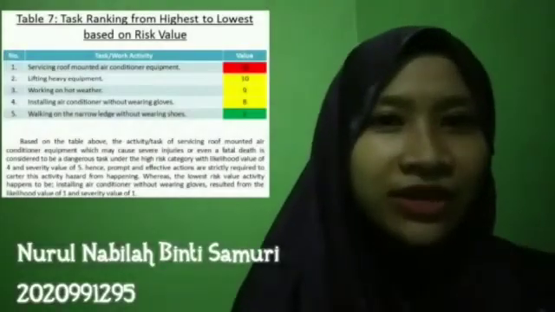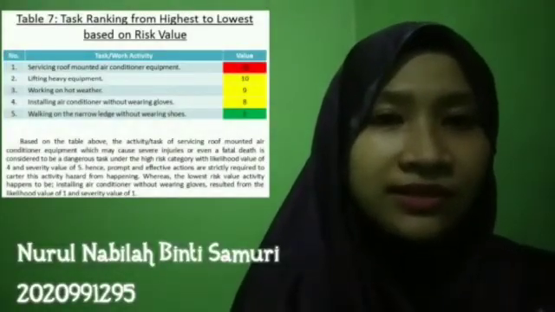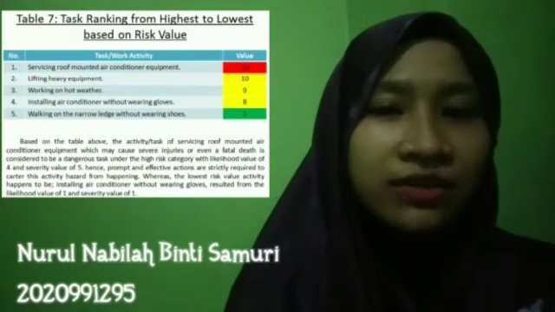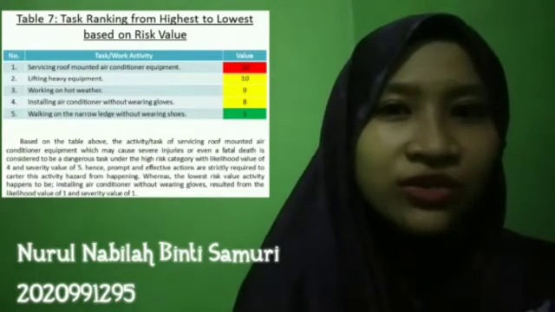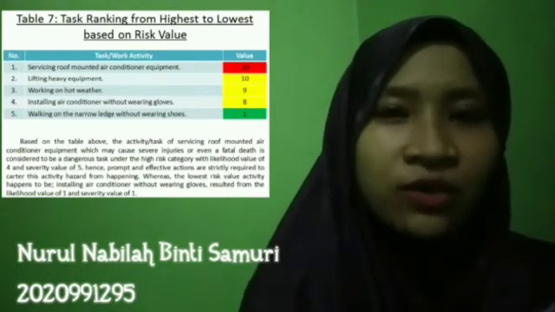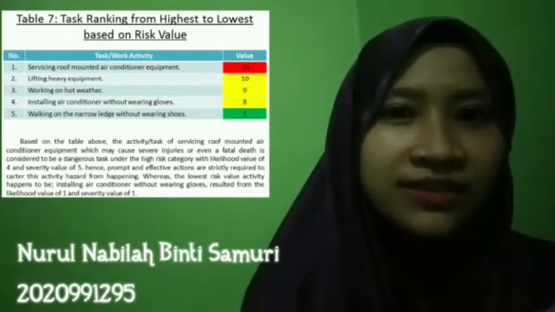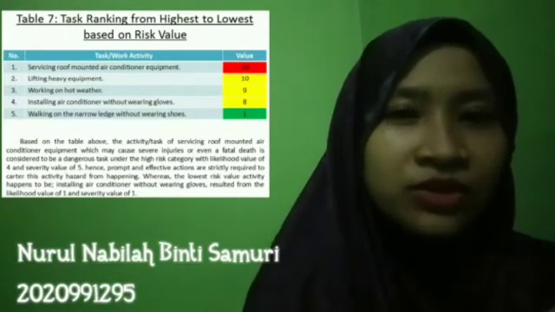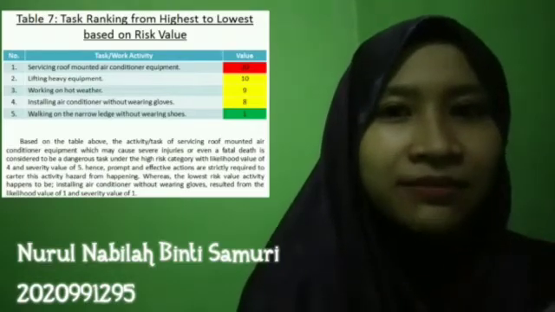For Table number 7, which is the ranking of tasks from the highest to the lowest risk value, the highest risk value is 20, which belongs to the activity of servicing roof-mounted air conditioner equipment, while the lowest value is 1, which is the task of walking on a narrow ledge without wearing proper shoes or PPE.